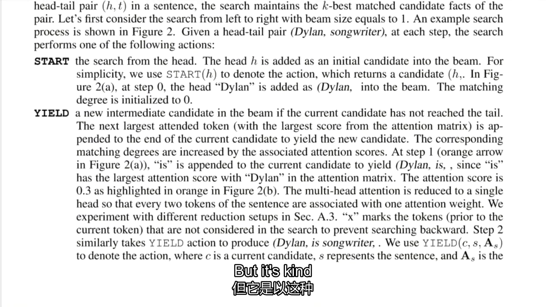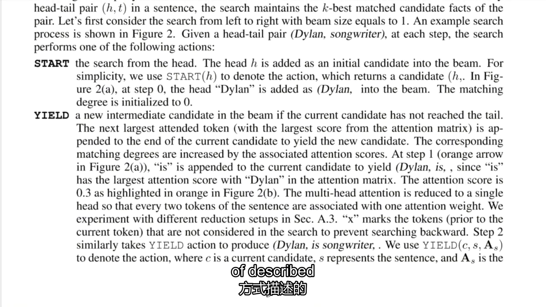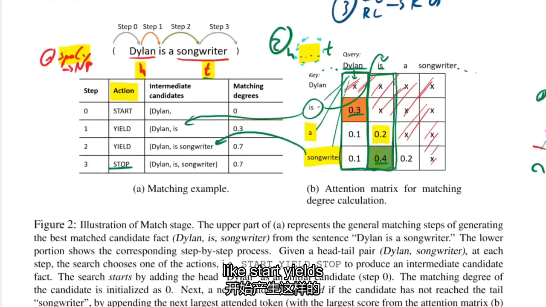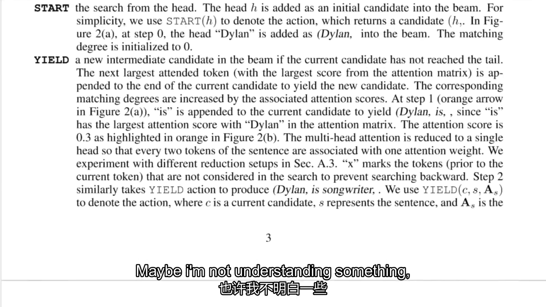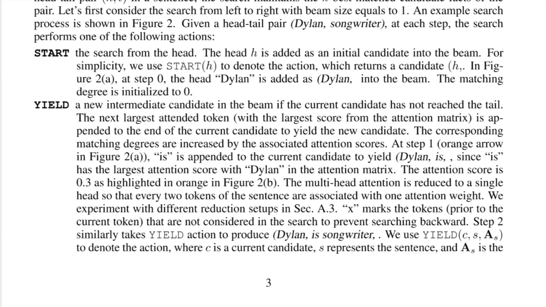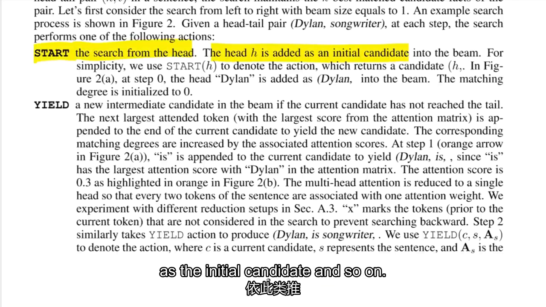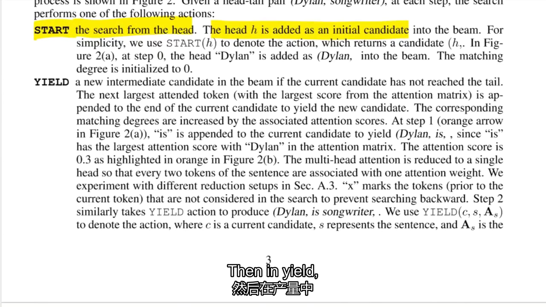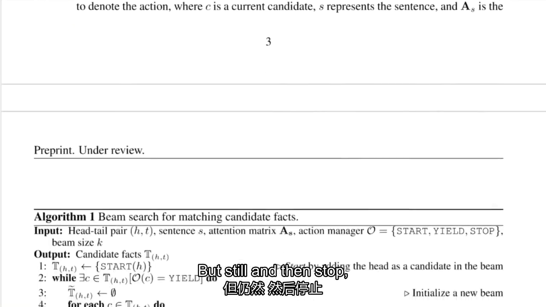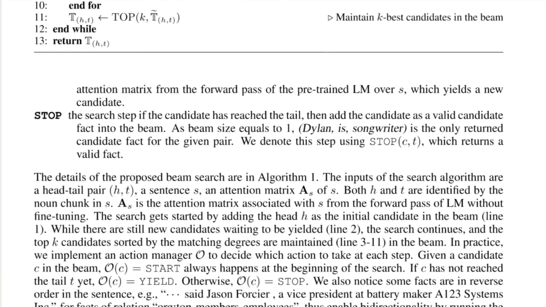It's described here, but it's described in this way where it has these actions like start, yield, and stop. Maybe I'm not understanding something, but it seems completely unnecessary to describe these actions. Basically it starts the search from the head. The head is added as the initial candidate and so on. Then in yield, it says the entry with the largest score from the attention matrix is appended to the end to yield the new candidate and so on. And then stop, we stop.